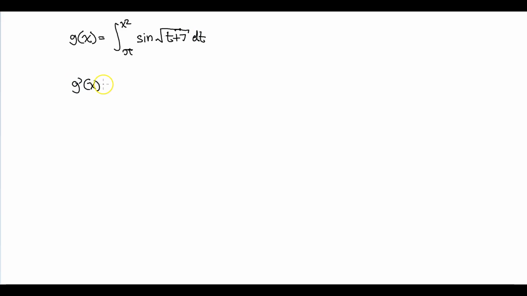Now we have a function of x over here. Okay? So we would just plug in the original function in t, and then multiply by the derivative of the top function. And since the bottom function is a constant, that will just be 0. Okay, so we ignore that. So our final derivative is 2x sine of x squared plus 7. Okay?